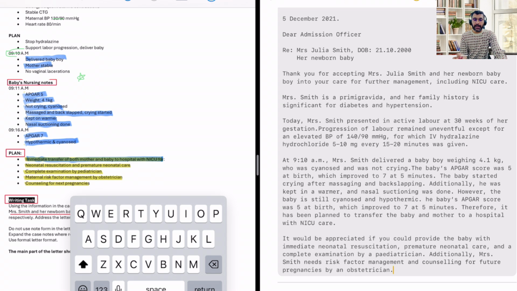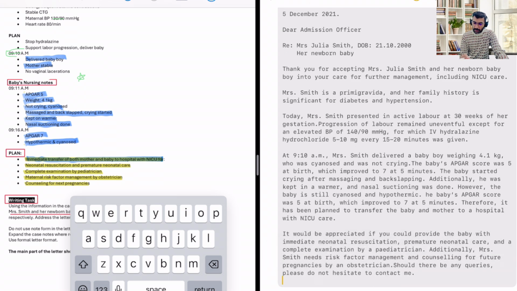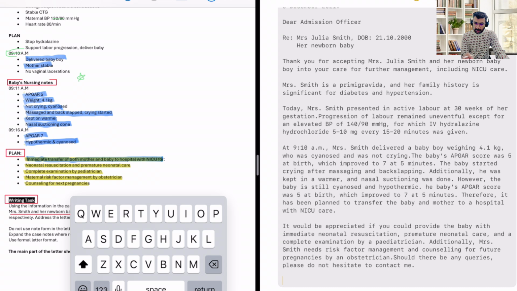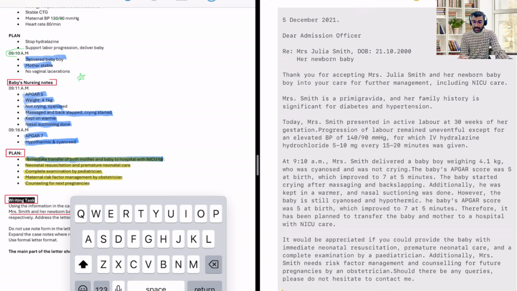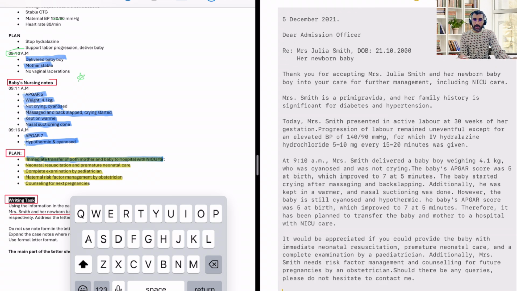Then we can write in the end to invite further queries and questions. After the conclusion, we will write, should there be any queries, please do not hesitate to contact me. Then we will sign off the letter. One thing which is different from other letters: instead of writing yours sincerely, we will write yours faithfully.